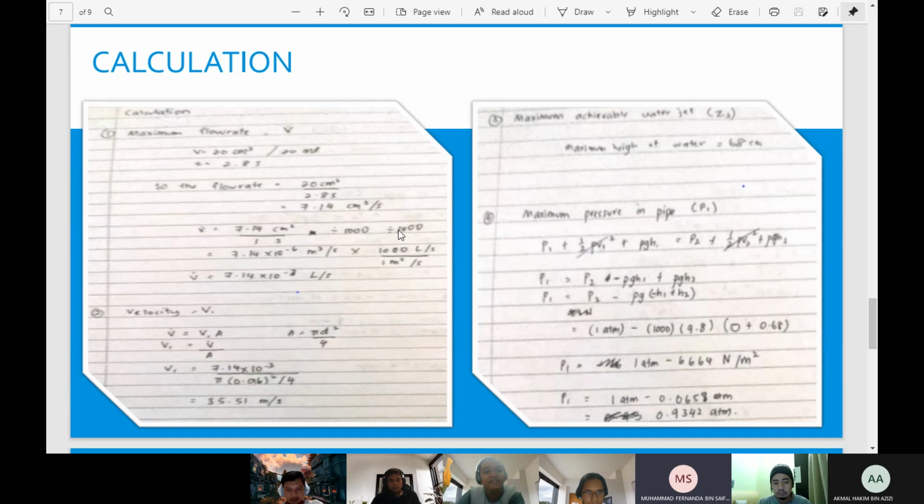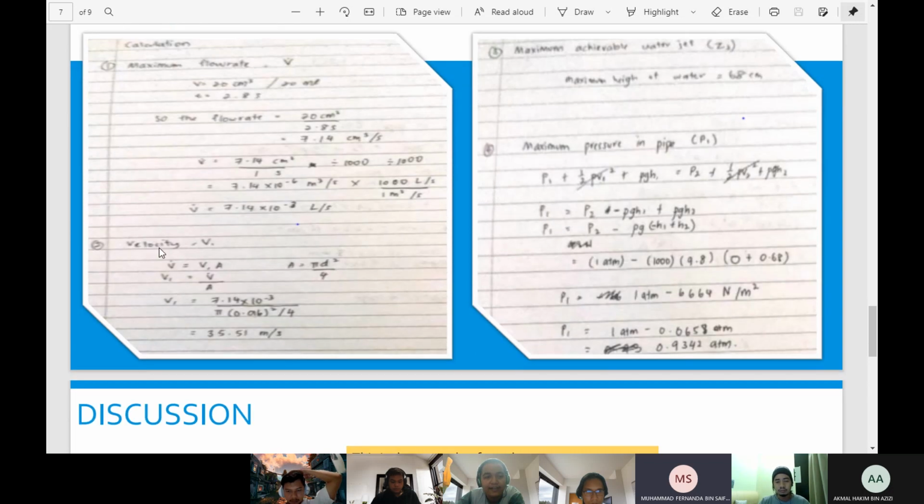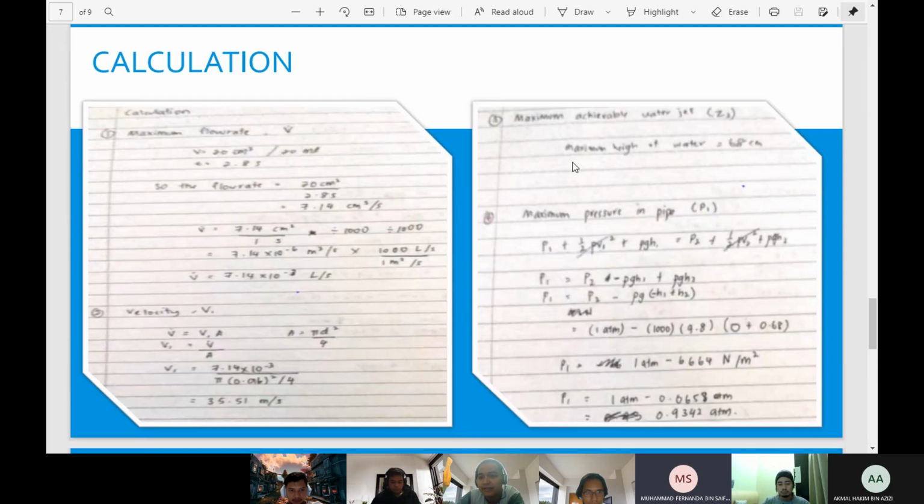So for the calculation, first we measure the maximum flow rate. We use V over T. So we get 7.14 centimeter cube per second. So the maximum flow rate is 7.14 times 10 to the power of -3 liter per second. Second, we calculate the velocity. We use the formula V dot over A. So we get 35.51 meter per second.